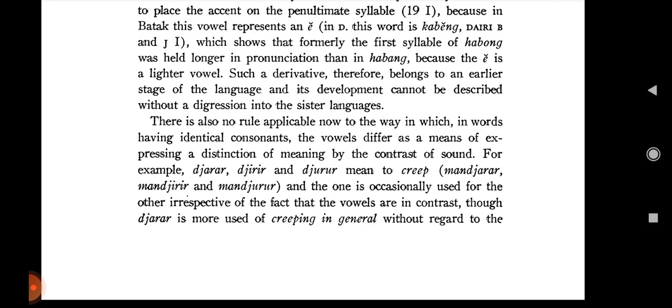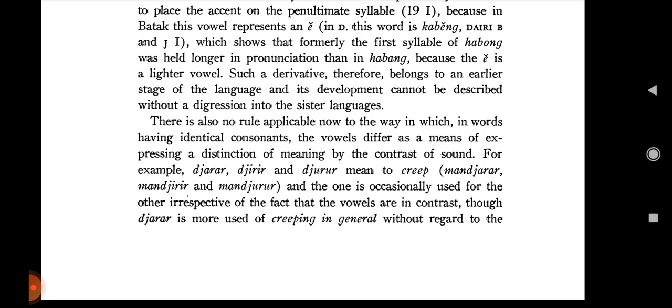Because in Batak, this vowel represents an E in diary, this word is kabung, diary, B, and G1, which shows that formerly the first syllable of habang was held longer in pronunciation than in habang because the E is a lighter vowel. Such a derivative vowel belongs to an earlier stage of the language and its development cannot be described without going into the sister languages.